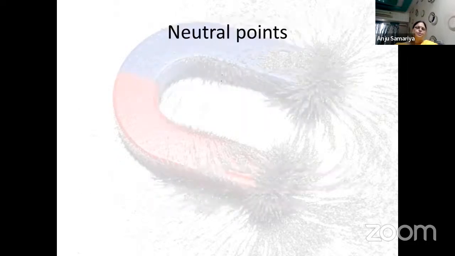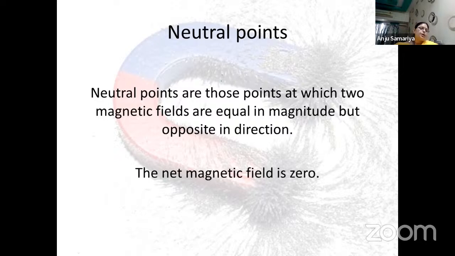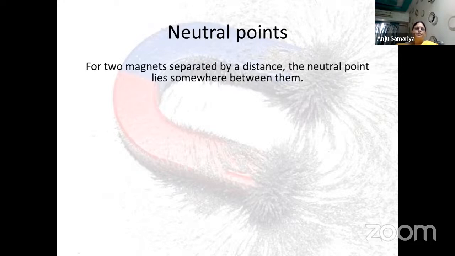Neutral points are those points at which the two magnetic fields are equal in magnitude but opposite in direction. This is very, very important. The net magnetic field is 0 at that point.